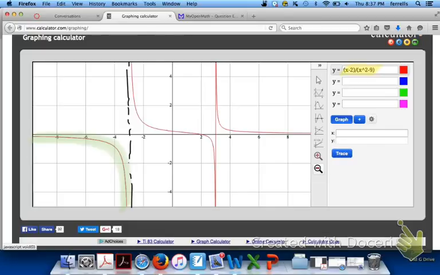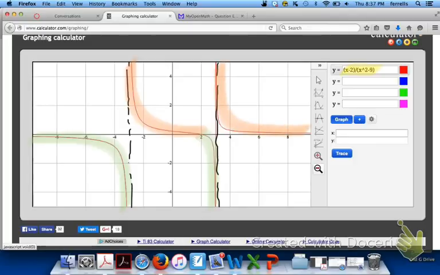Then after that asymptote, my function goes positive up until that x value of 2. Then it changes back down to negative. I have another vertical asymptote right there at x equals 3. And then my function goes back to positive.